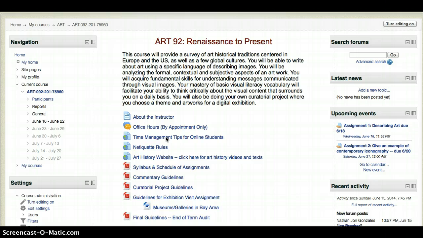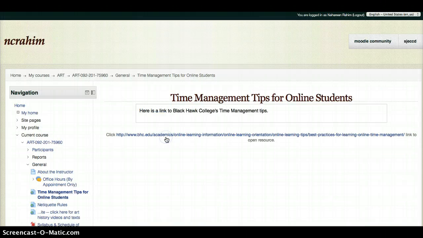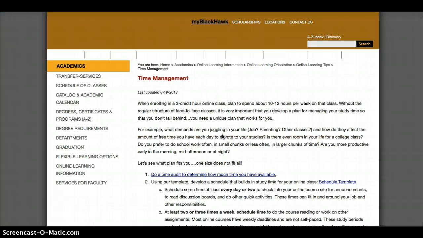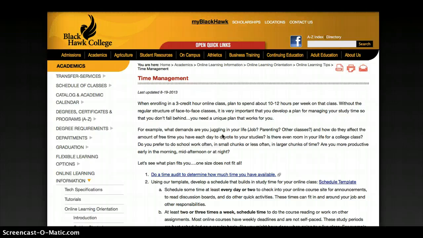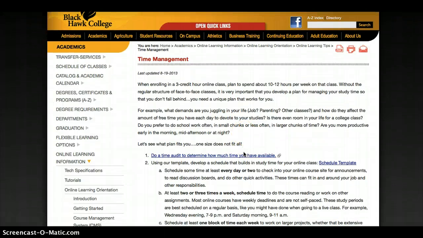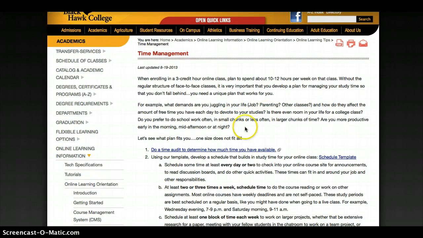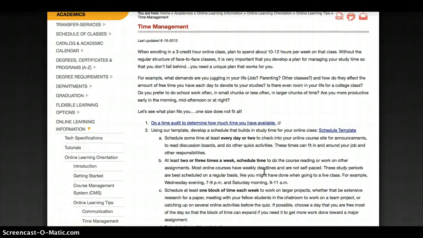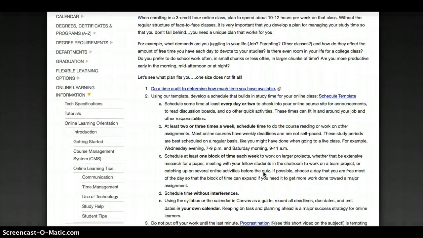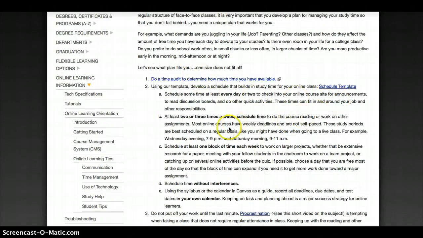Time management is very important. I want you to all have a calendar set up and look at my syllabus and put the assignment due dates onto your calendar so you know. Plan to spend about 10 to 12 hours a week on this class. So make sure you allocate that time. Like, when do you want to do it? In the morning, mid-afternoon, noon, or night? See how much time you have available with your current schedule. And they give you some templates to help you schedule in those time blocks.